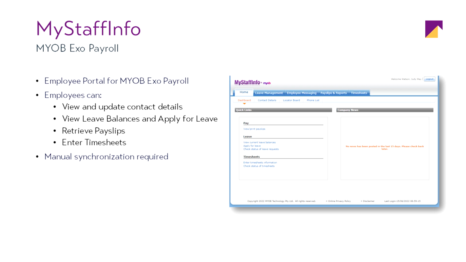MyStaffInfo is the employee self-service portal for MYOB Exo Payroll. Depending on which features you use, employees can view and update their contact details, view their leave balances, apply for leave, retrieve their payslips, and enter timesheets. As an externally hosted website, MYOB Exo Payroll data has to be manually synchronized with the MyStaffInfo website on a regular basis.